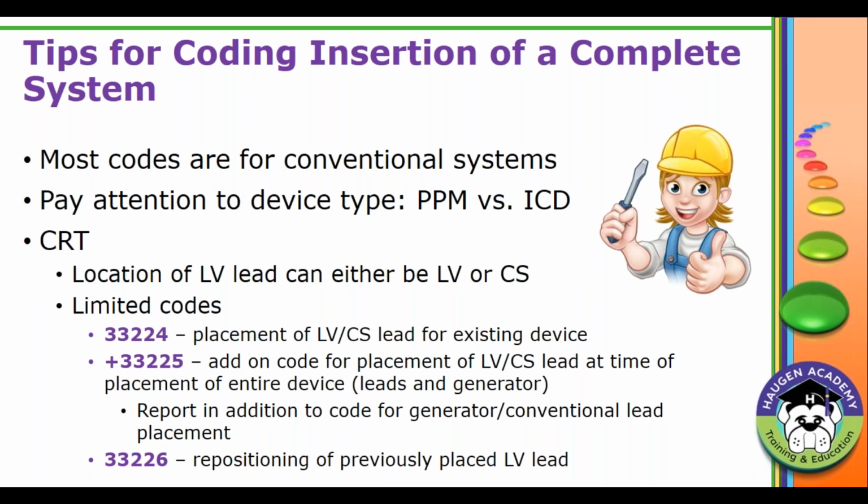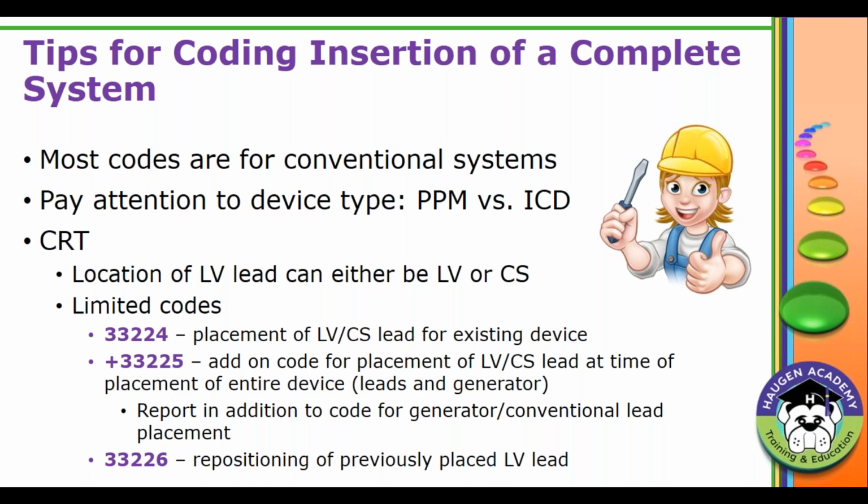So a couple of tips for coding insertion of a complete system. Again, most of the codes are for the conventional systems. You do want to pay attention to the device type. I have seen this miscoded in audits, and it's a big find for an auditor. And I always tell people, if you ever feel like your auditors are nitpicky, it's probably because they're bored, because auditing isn't fun unless we find something. I always try to be fair, but it's kind of the truth. But this is a big find for an auditor because it means a lot of money.